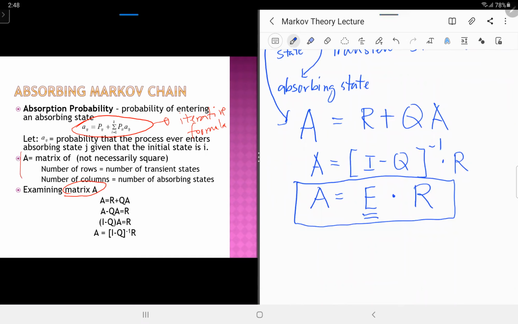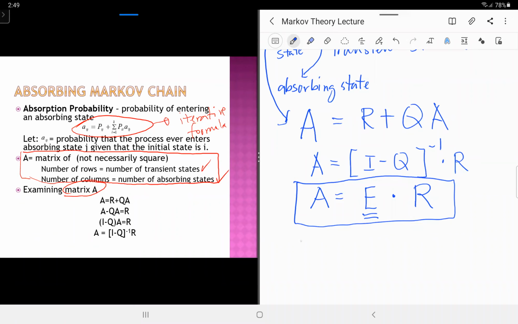Okay, for matrix A, it doesn't have to be a square matrix, especially if the number of transient states and the number of absorbing states are not the same. So if I have three transient states in my transition matrix, and two absorbing states, then I will have a 3 by 2 matrix for matrix A, because the number of rows represents the number of transient states, and the number of columns represents the number of absorbing states. So again, A is not necessarily a square matrix.